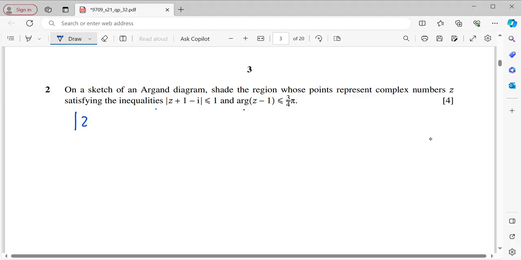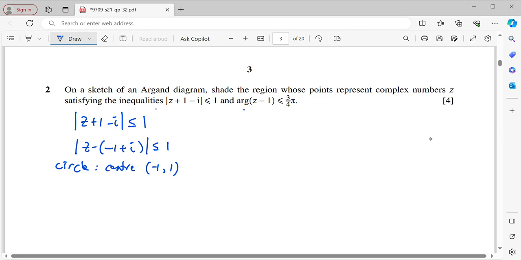For the first inequality, we have to express it as z minus, okay, this will be minus 1 plus i, then I will get the circle. This is the circle equation with center negative 1, 1. Where do you get the negative 1, 1? Basically here is negative 1 and this is 1i. That is the center of the circle, and then the radius is going to be 1 here.